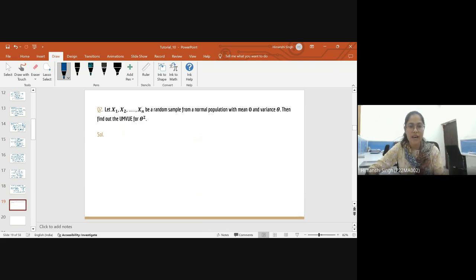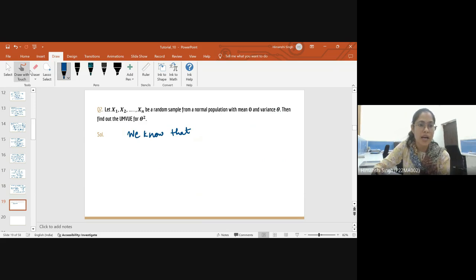So here we have that x1, x2, ..., xn are a random sample from the normal population with mean 0 and variance theta. Here the variance is theta, it is not sigma square. Then find the uniformly minimum variance unbiased estimator for theta square. We need to find the minimum variance unbiased estimator for theta square. Okay. Now we know that.